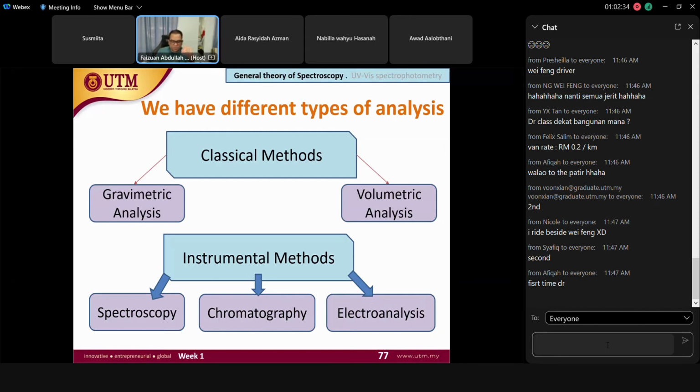And then we also have the chromatography technique. We're going to learn this topic after the mid-sem during the face-to-face class. It will be interesting during the physical class, believe me. And we will have electroanalysis methods, using the instrumental methods. Those are all three examples of the instrumental methods, right?